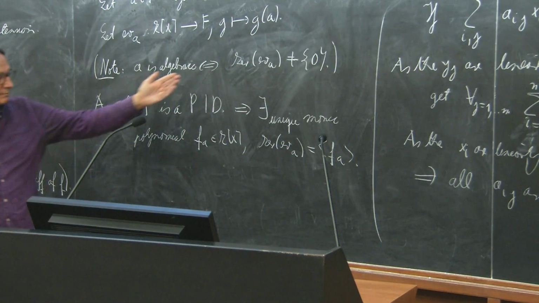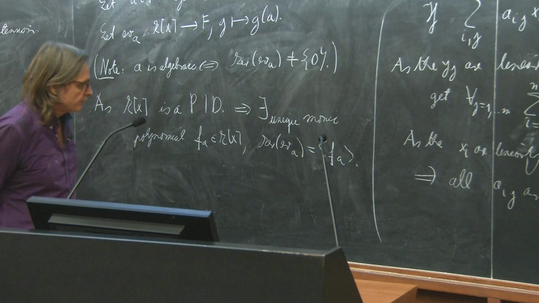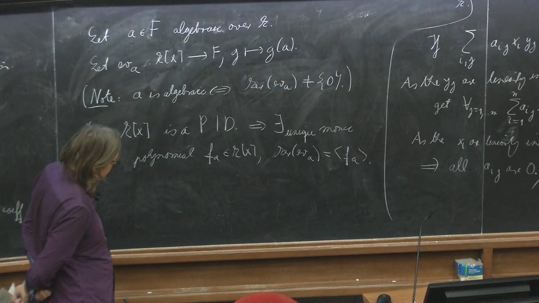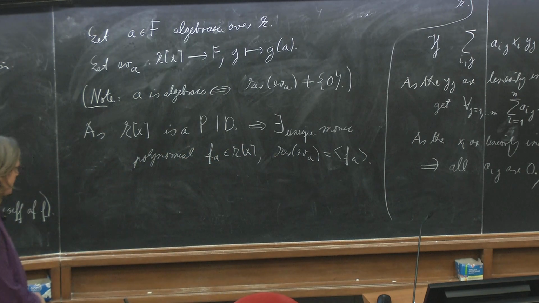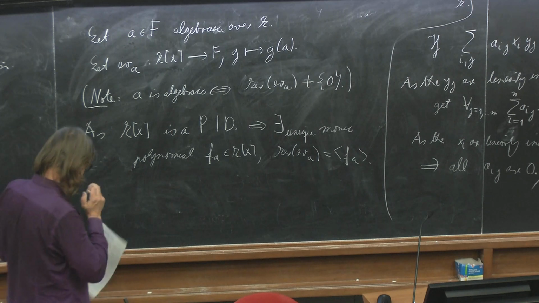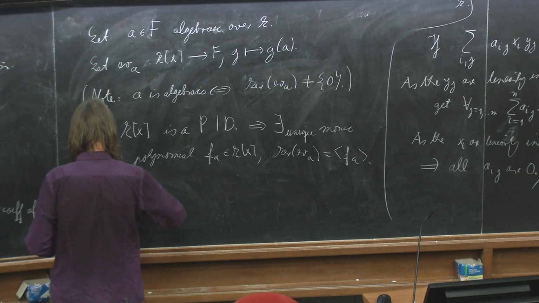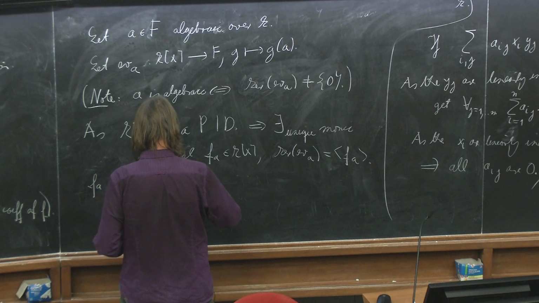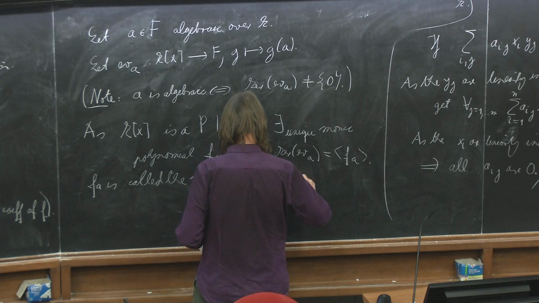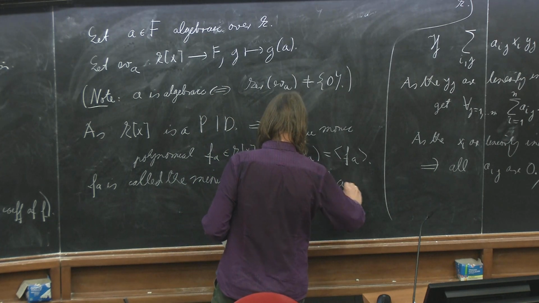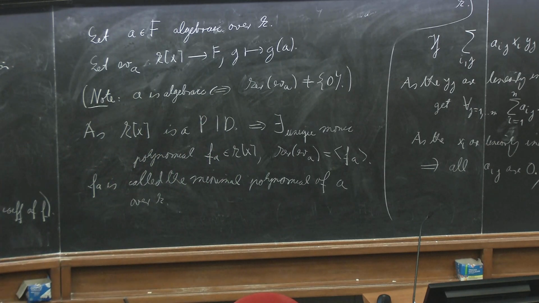So the kernel is an ideal, so it's a principal ideal. It's generated by some polynomial g, and then I divide it by its leading coefficient to get a monic polynomial, and that's unique. Okay, so this thing I call the minimal polynomial of A. f_A is called the minimal polynomial of A over K. Okay, so we have defined this in this way.